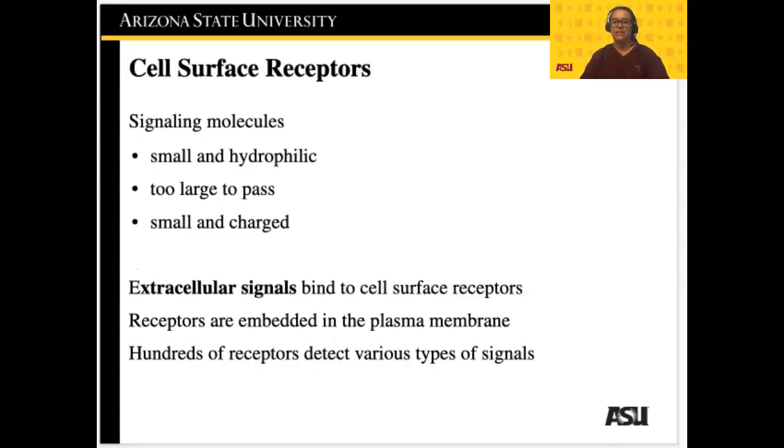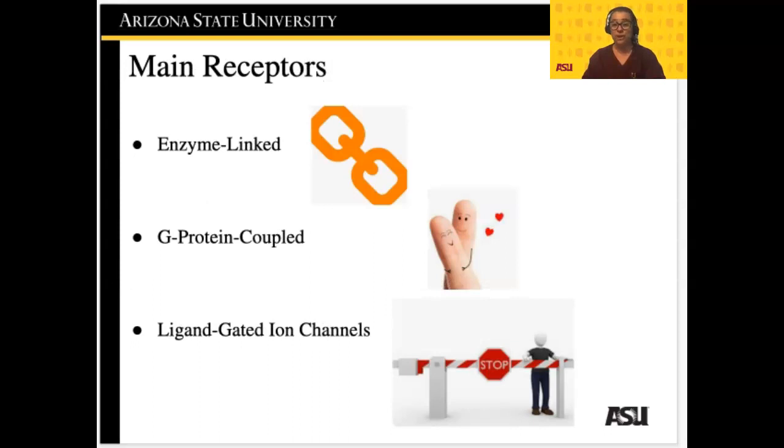Often, the signals trying to transcend the plasma membrane are small, but hydrophilic. They may be small or charged, or too large to pass through the membrane. These extracellular signals bind to receptors to get their message across. Hundreds of receptors are embedded in the membrane to connect with these various types of signals. There are three main receptors we will talk about. The first are enzyme-linked receptors. The second are G-protein-coupled receptors. And the third are ligand-gated ion channels.